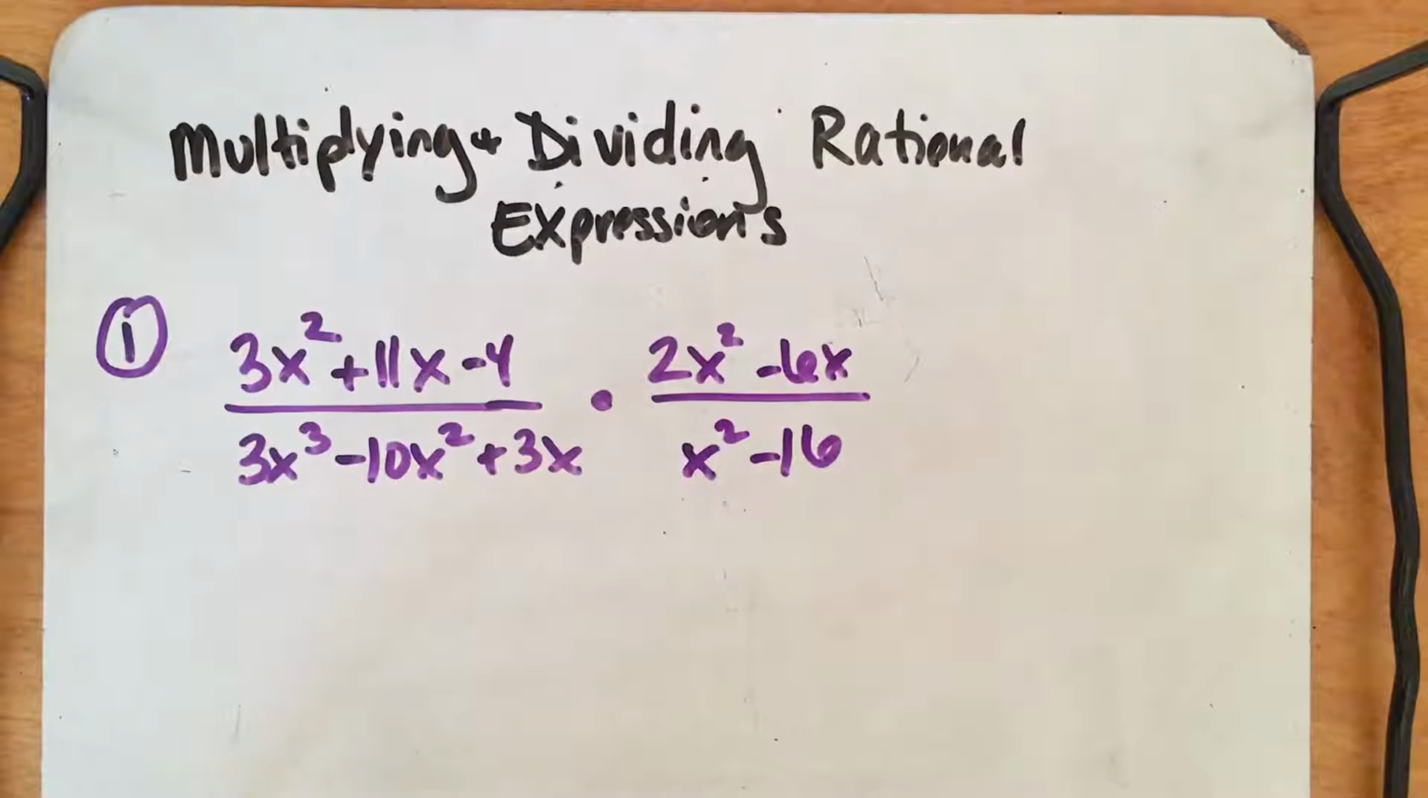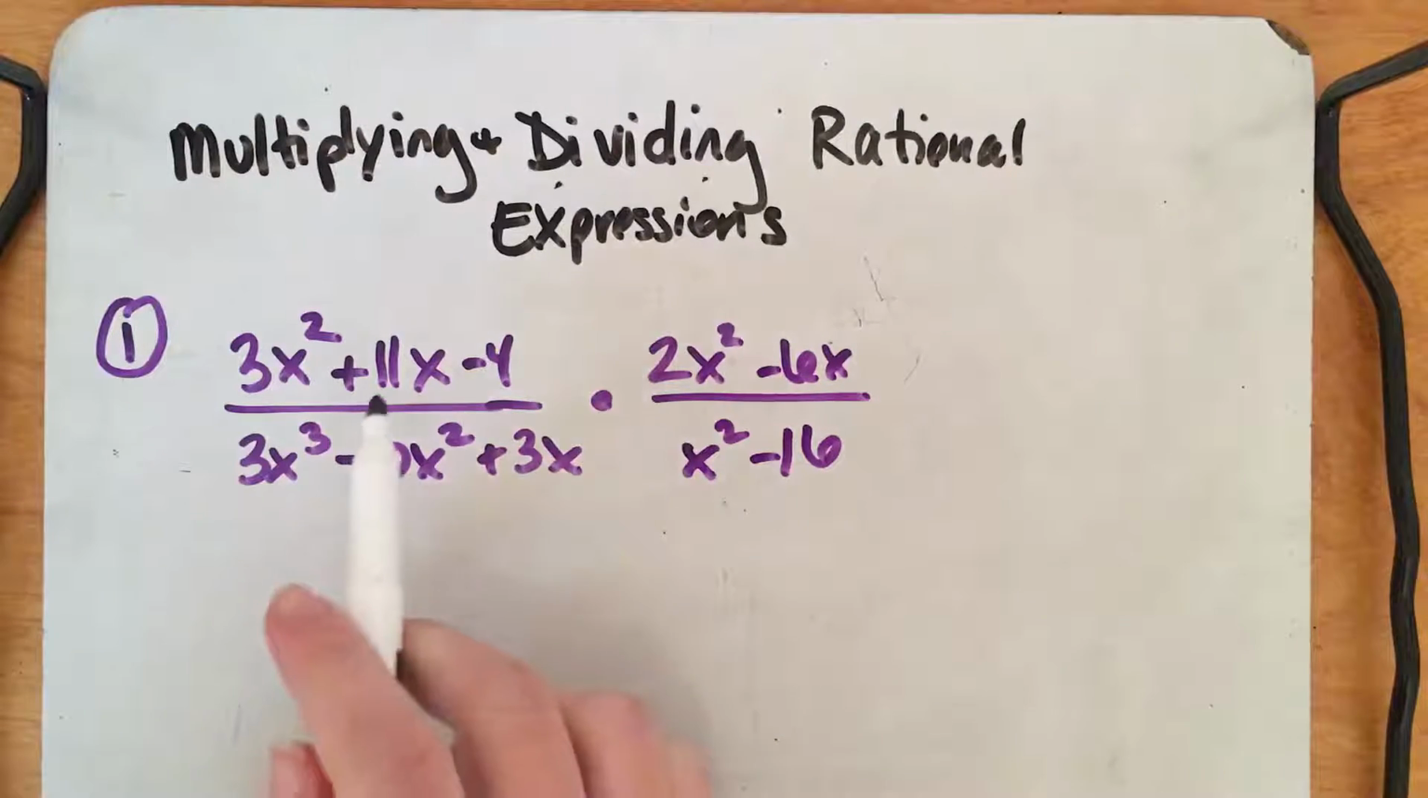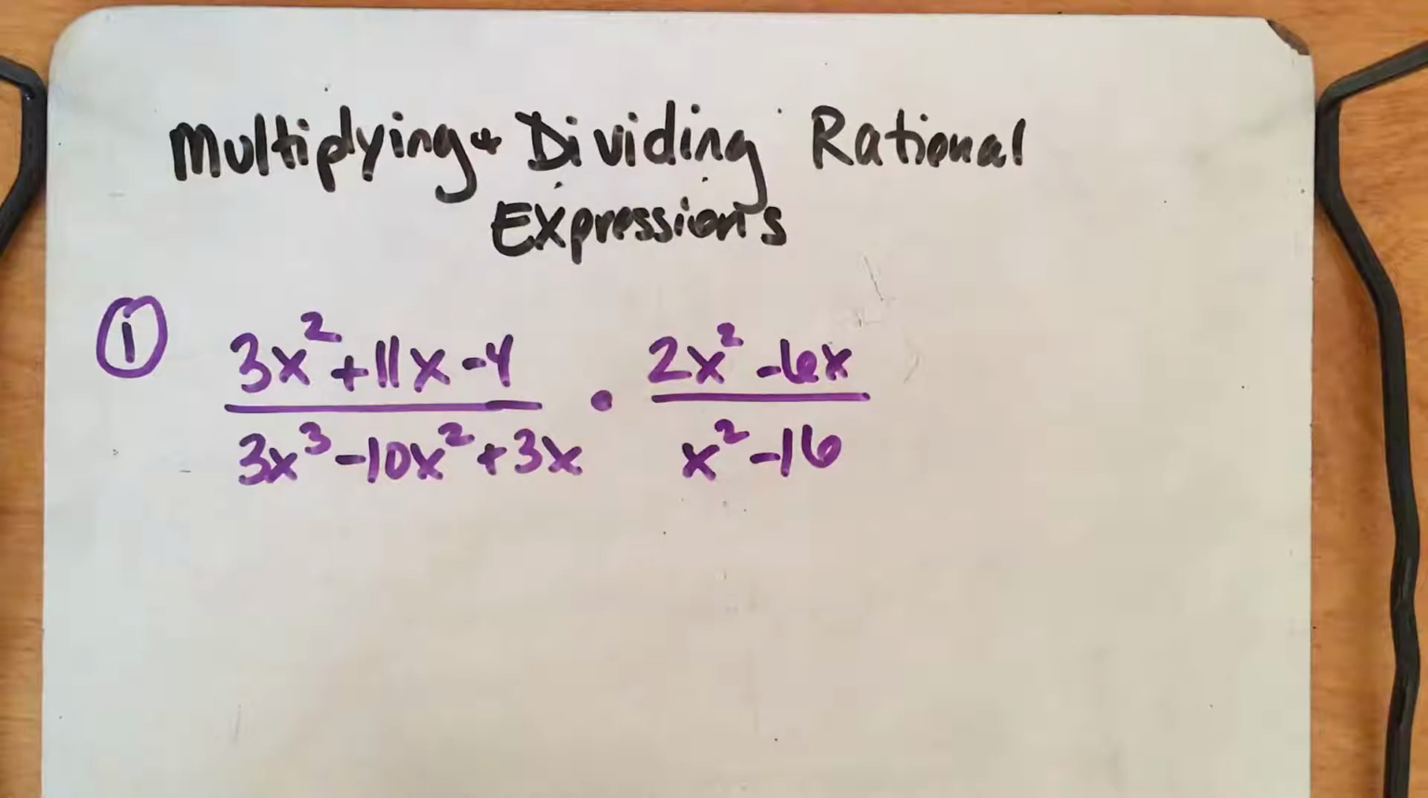So the first thing we need to do, no matter what, is we always need to factor first. So each of these four parts need to be factored into parentheses. And then once I have these in parentheses, I can start looking for the same quantity on the top and bottom of the fractions, and then I can cancel them out. So we're going to start by factoring.